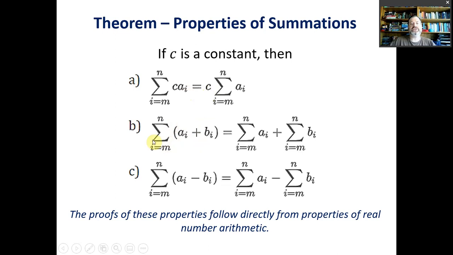This one says I can distribute the summation inside addition. And property B, it's property B. Property C says I can distribute the sum inside subtraction. So that's it, right? And we're going to use these three to get a lot of work done.